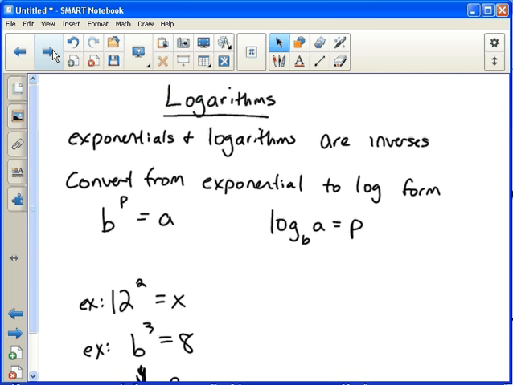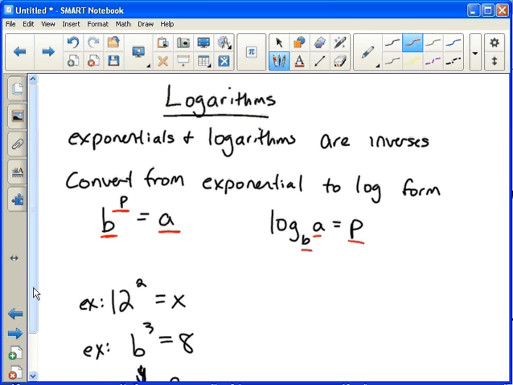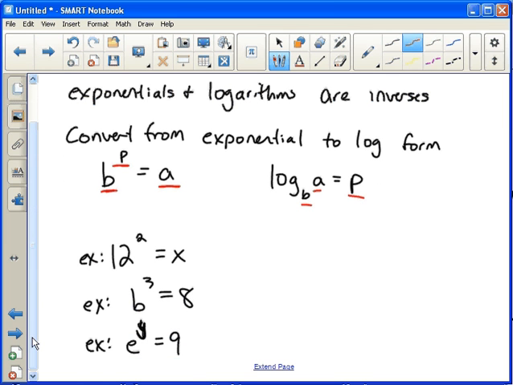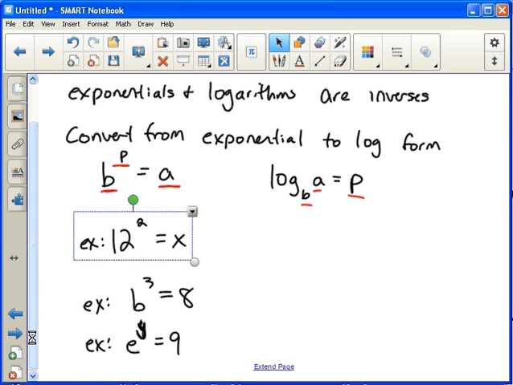If you look at this, b is our base, a is our answer, p is our power. So if you can just remember those things are base, answer, and power, you write log BAP in that order. Base, answer, power. So for an example here, we have 12 squared equals x. Let me space these out a little bit. That'll be a little better. Okay. 12 squared equals x.